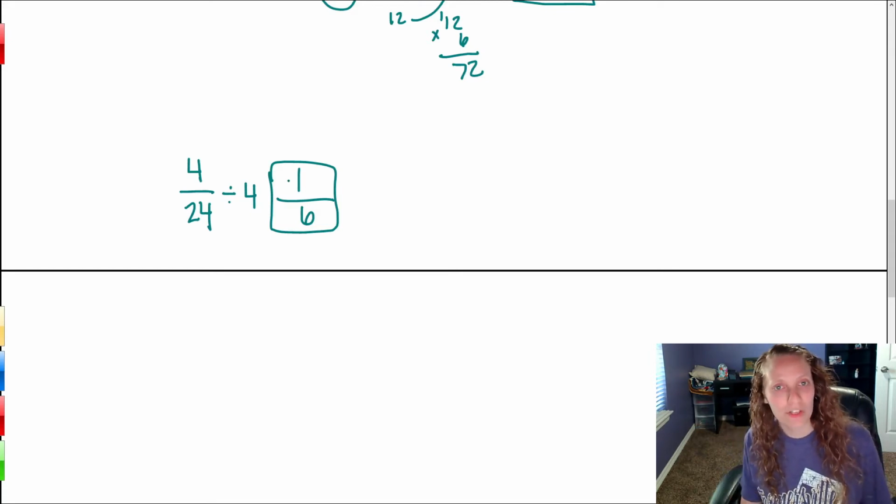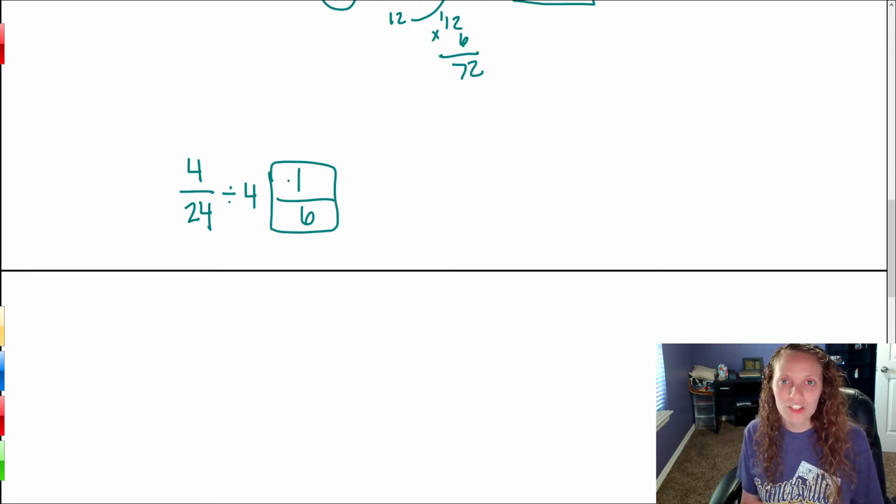Other than that, just make sure you're multiplying the fractions all the way across. You multiply the numerators together and then the denominators, and then check to see, can you simplify.